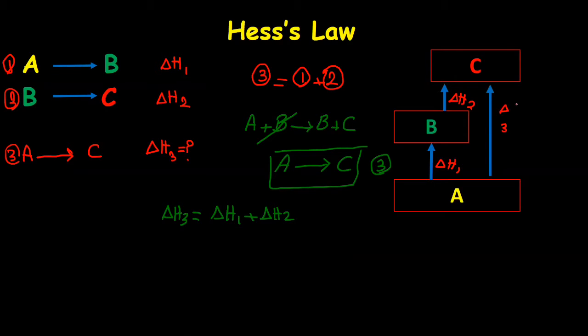So it's delta H3. And as the law of conservation of energy, we know we can't create energy, we can't destroy it. So delta H3 actually should be equal to delta H1 plus delta H2. Why? Because we have the same reactants and the same products. So it doesn't matter how we get from reactants to products, the amount of energy released or absorbed should be similar.